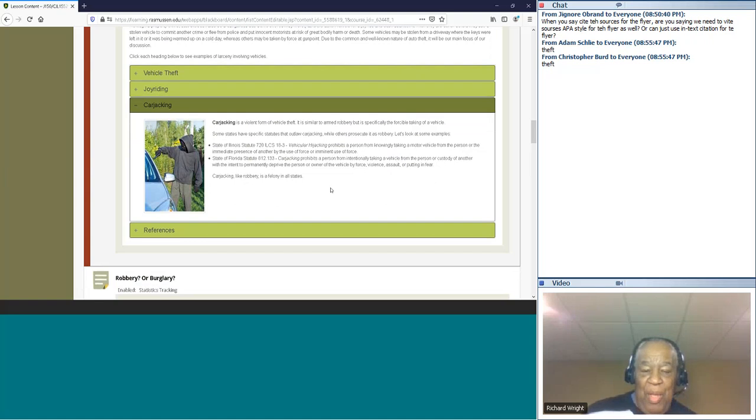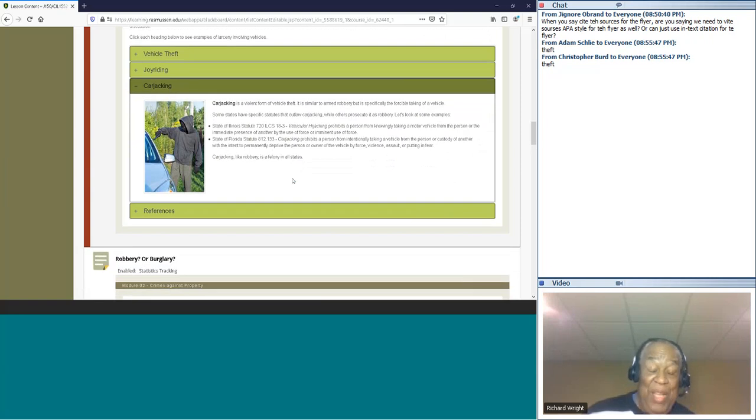And both carjacking and robbery are felonies in all states. And the reason being is because, I'm going to ask you, what do you think the reason is that it's a felony in most states, carjacking as well as robbery? Anybody? Anybody want to take a guess?